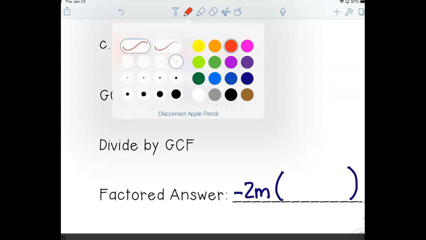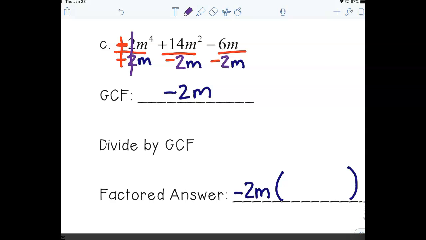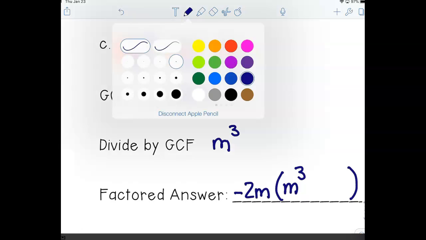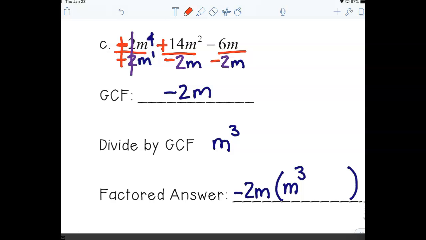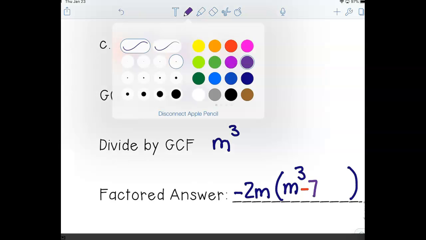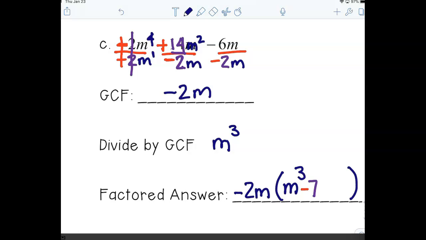2 divided by 2 cancels. M to the 4th divided by m makes m to the 3rd. Okay. Let's do it again. A positive divided by a negative makes a negative. 14 divided by 2 makes 7. M squared divided by m makes an m.